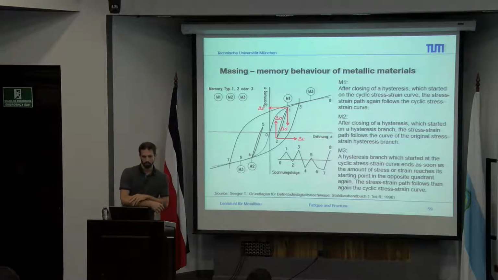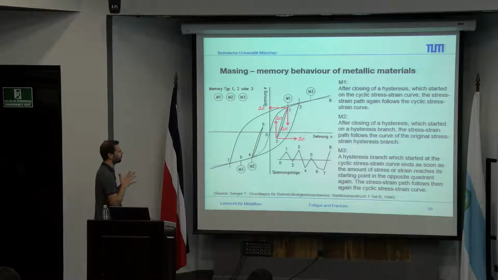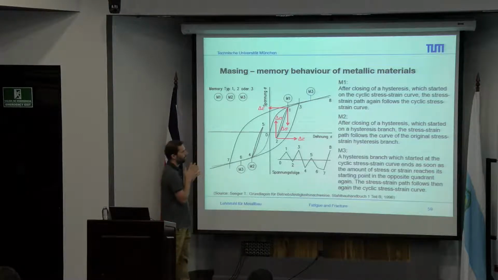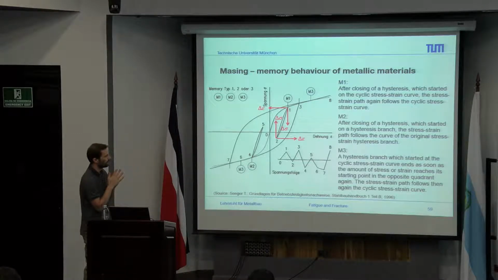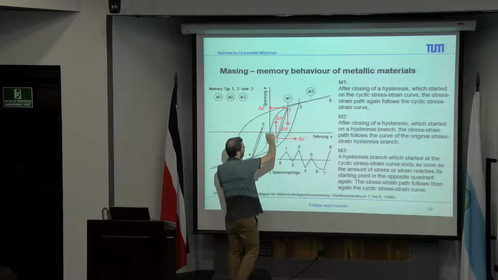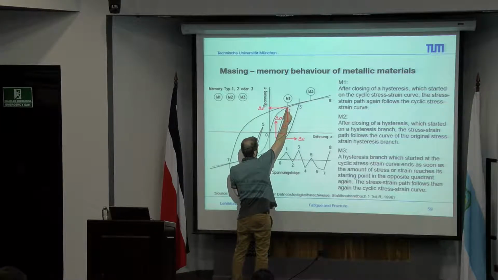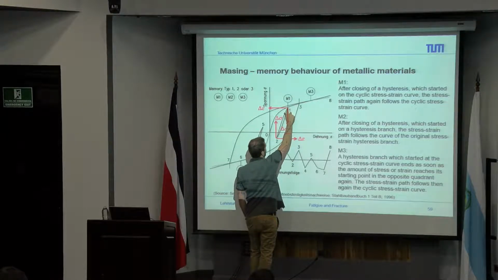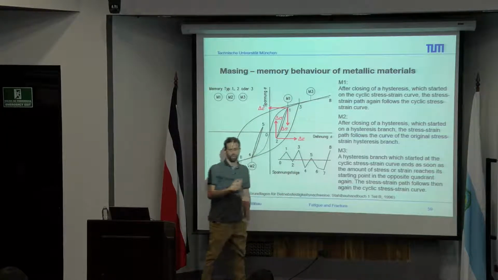So due to this, we have the three main points of the Masing memory behavior. The first, M1: after closing of the hysteresis, which started on the cyclic stress strain curve, the stress strain path again follows the cyclic stress strain curve. So what does it mean? As already explained, we are going up here. And at this point, we say, okay, we reach our first peak, we go down, we close the hysteresis, and again, we follow our stress strain curve.